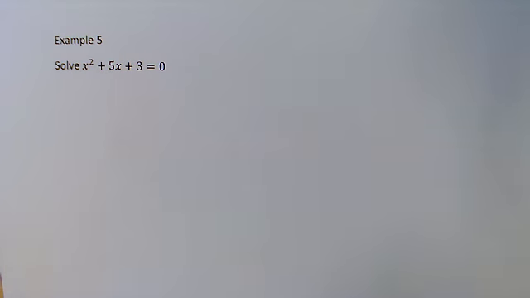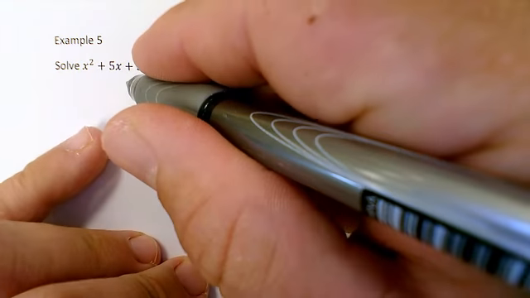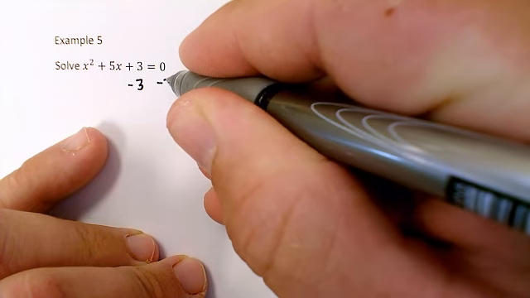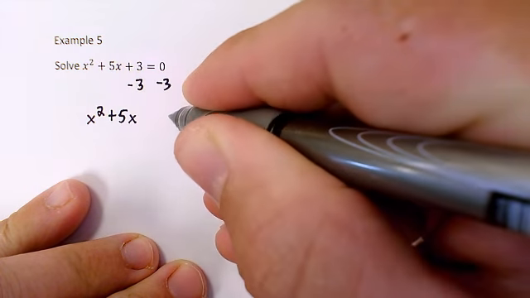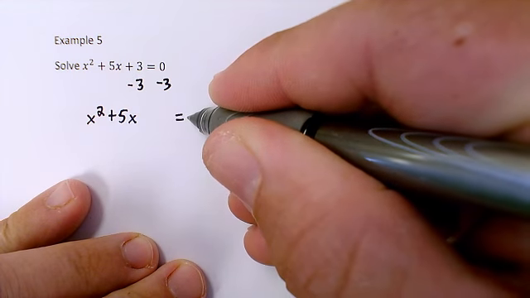Now in this last one, we are going to be experiencing a fraction, and that's actually all right to deal with. It's actually all the same work. So subtract the 3 over, so x squared plus 5x, leave a little space, equals negative 3.